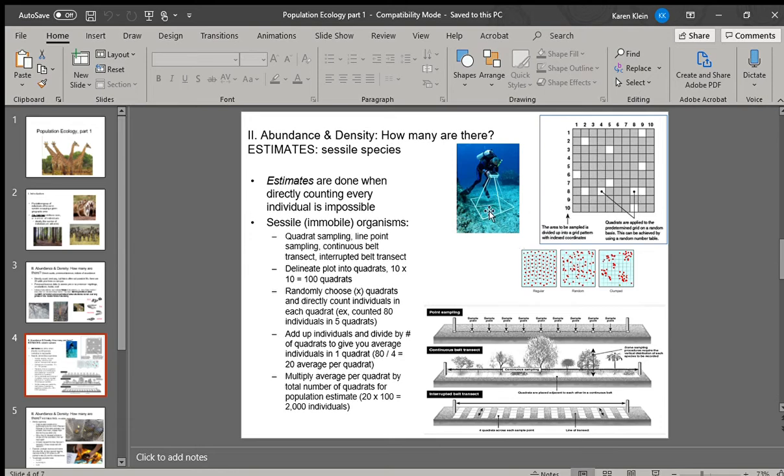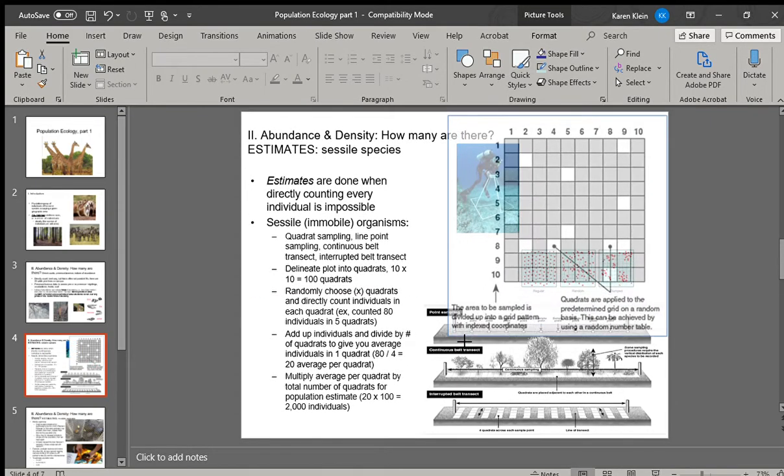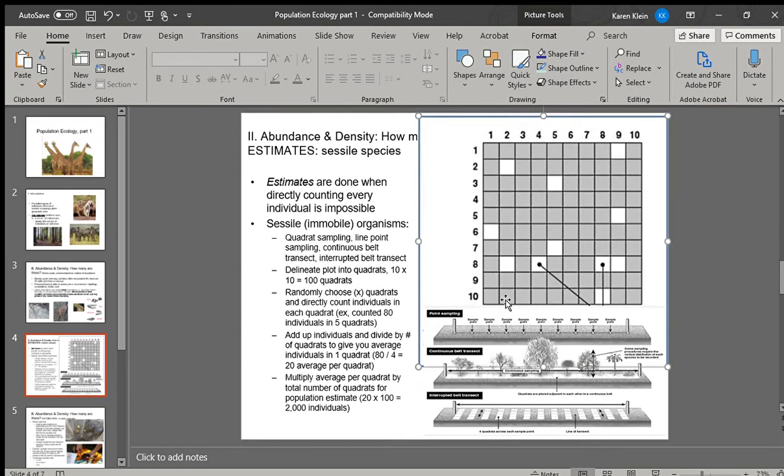We'll go over this first and then get back to the seafloor one. There we go, that's better. So with the quadrat method, you basically have a plot, an area of study. How many dandelions are in this 10 meter by 10 meter plot of meadow? To count all of them would be very difficult to do.